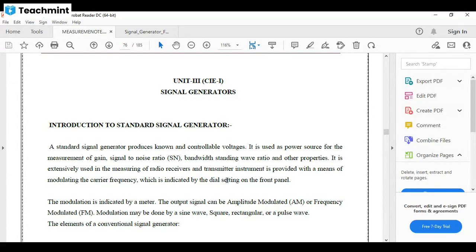frequency, which is indicated by the dial setting on the front panel of the signal generator. And the modulation is indicated by a meter, and the output signal can be amplitude modulated or frequency modulated, and modulation may be done by sine wave, square wave, rectangular, or pulse wave.